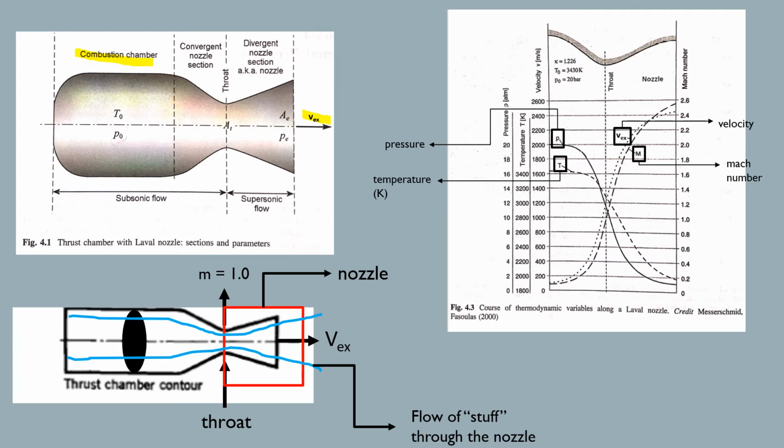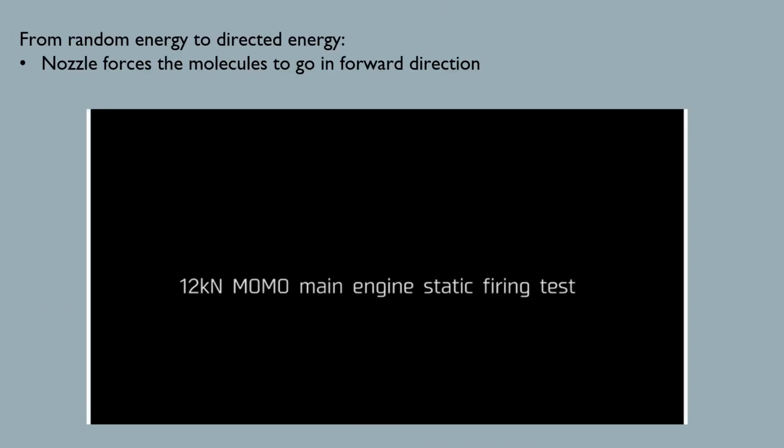But what does an ideal rocket launch look like? Well, first I'm going to show you a simulation of an ideal rocket engine launch. This is just a simulation, so it's not attached to a rocket, and it's going to show you from random to directed energy, and the shape of the nozzle would force the molecules to go in the forward direction.